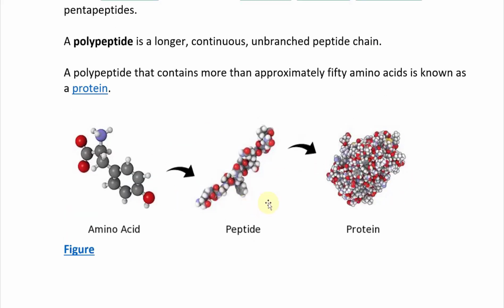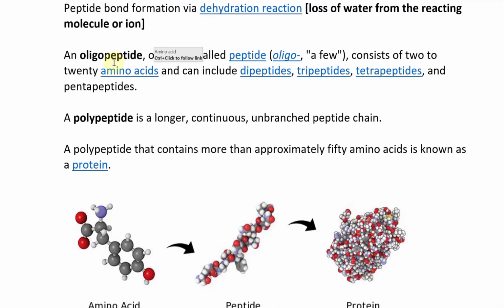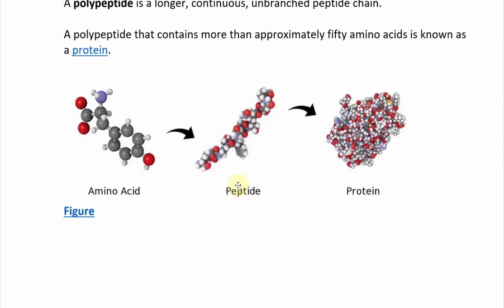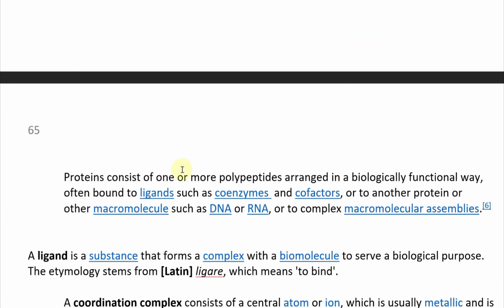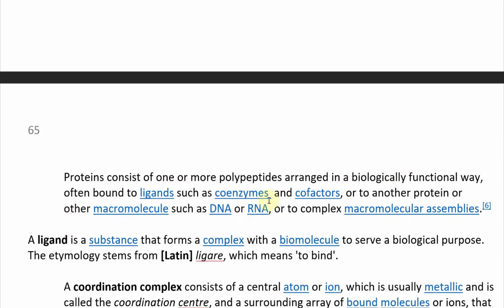If you link up a couple, you get a peptide, a dipeptide, and if you link more, you get an oligopeptide, or even more, you get a polypeptide, and then even further, that's called a protein. That's very interesting. So proteins consist of one or more polypeptides arranged in a biologically functional way. So it actually has a biological function together.